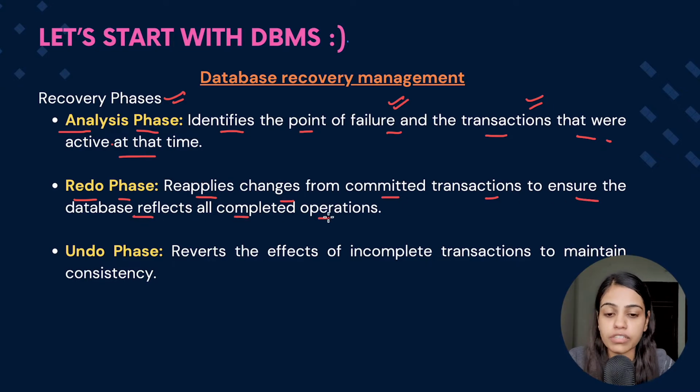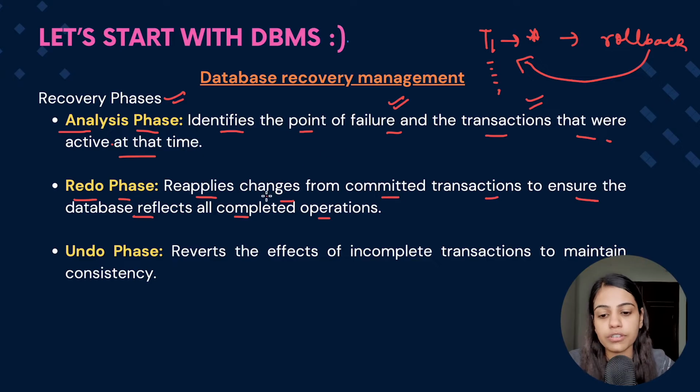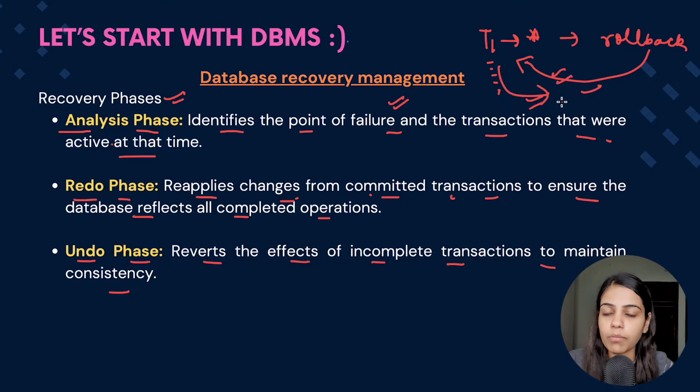Whenever there is a failure which has happened as part of a transaction, it goes ahead and rolls back that particular transaction. As part of rollback, it will roll back all the operations which have happened as part of this particular transaction. It reapplies all the changes from the last committed transaction which was successful, to ensure that the database reflects all the completed operations. Now the third phase is the undo phase. It reverts all the effects of incomplete transactions to maintain the consistency. So here in the rollback, we are rolling back all the operations which were performed as part of T1.